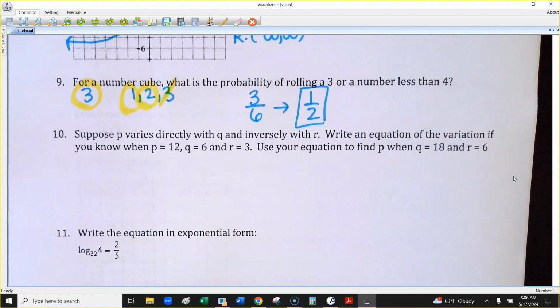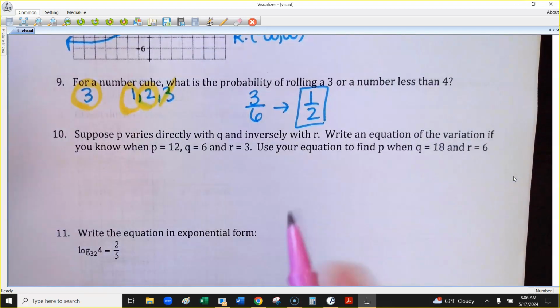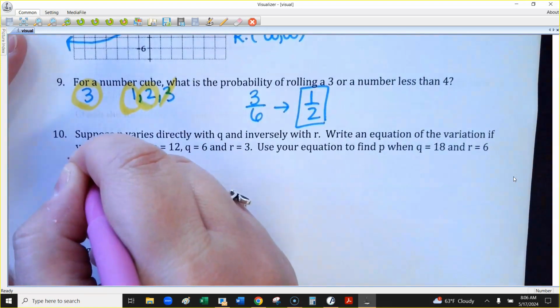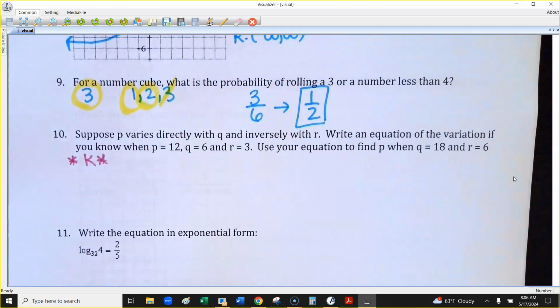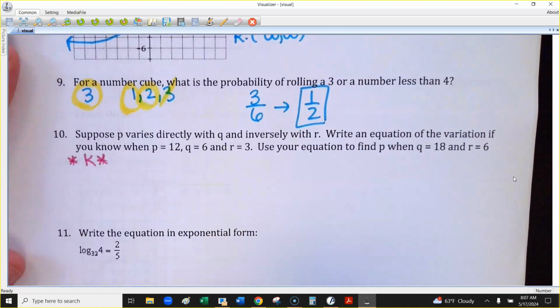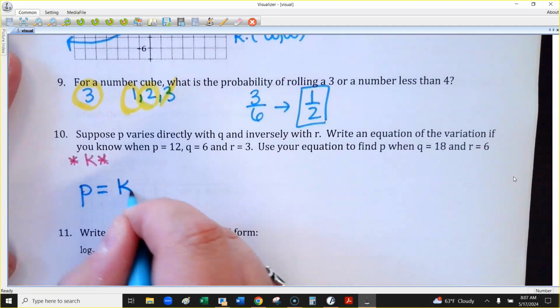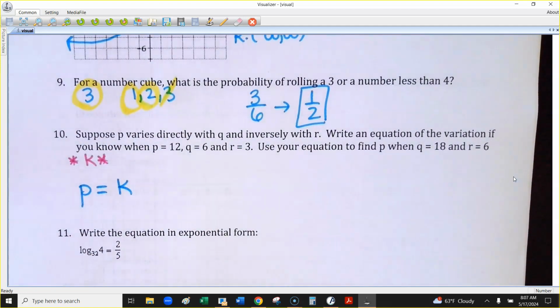Okay. I'm going to write a little note on this one. This is a variation here. Don't forget to put a K in this problem. Okay, so this says P varies. So I'm going to write P equals. Varies turns into an equal sign. And I'm just going to automatically put a K after that so I don't forget my constant of variation.